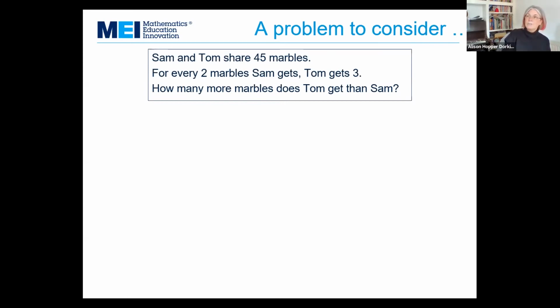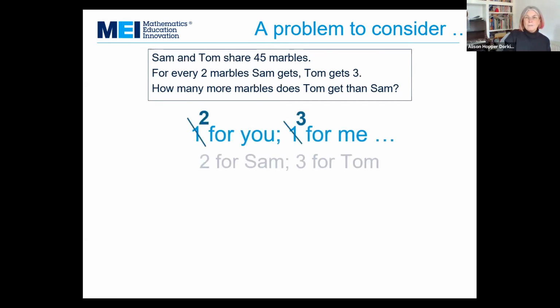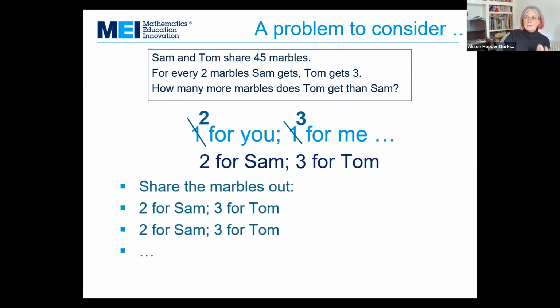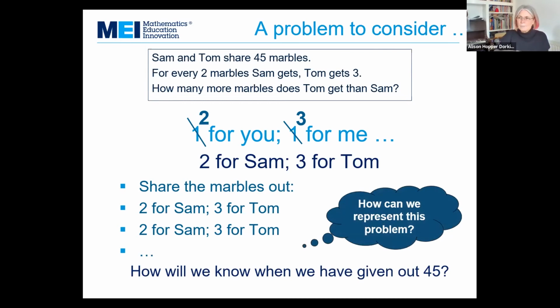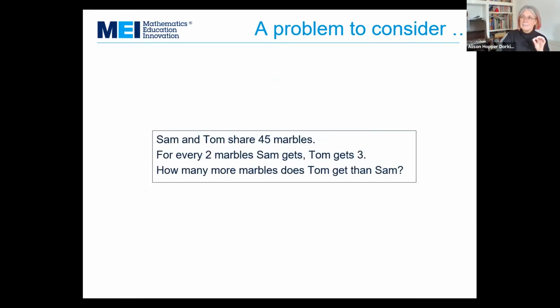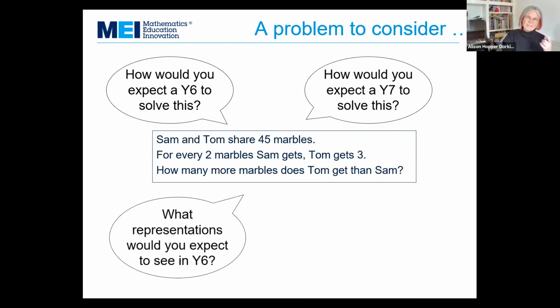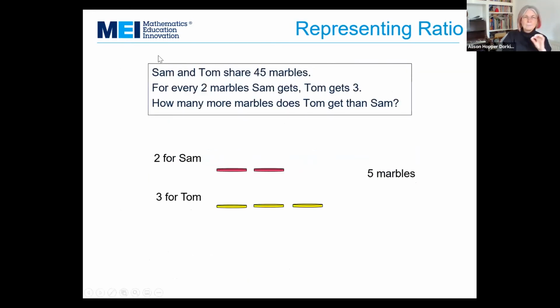So for every 2 marbles Sam gets, Tom gets 3. So we're not going 1 for you, 1 for me, we're going 2 for Sam, 3 for Tom. So we're going to share the marbles out, 2 for Sam, 3 for Tom, 2 for Sam, 3 for Tom. How are we going to know when we've given out 45 marbles? So how can we represent this problem in a way that is going to make sense to children? Well, marbles are a bit of a nightmare because they roll off the table. So instead of using marbles, I'm going to substitute counters because they stay in a pile on the table. So let's run through a couple of animations of what we might do in class. We're going to get our 45 counters, and let's share them out and see what happens.